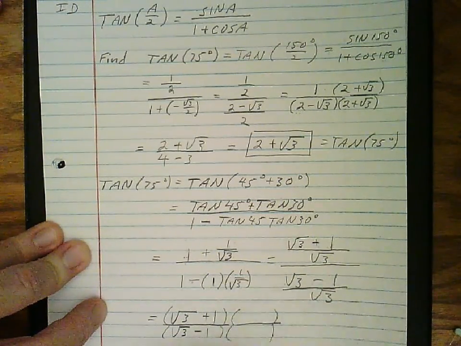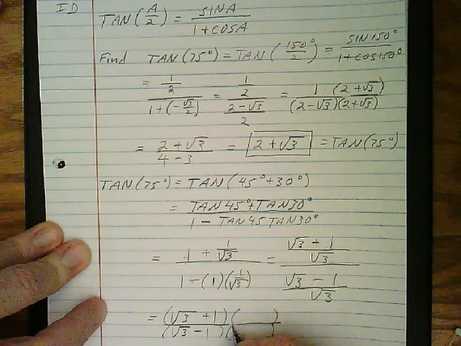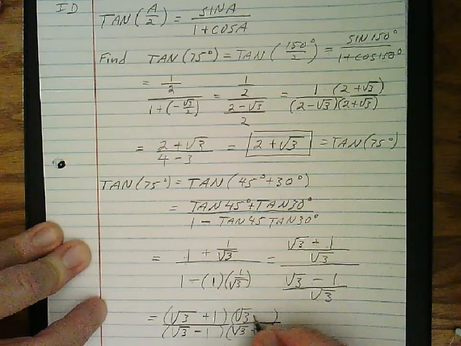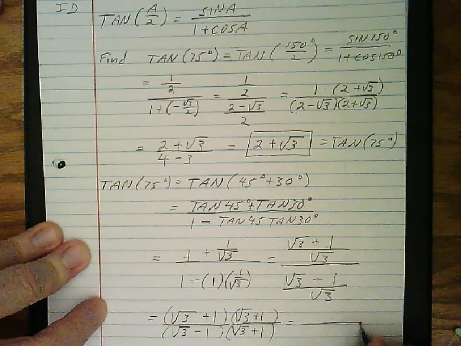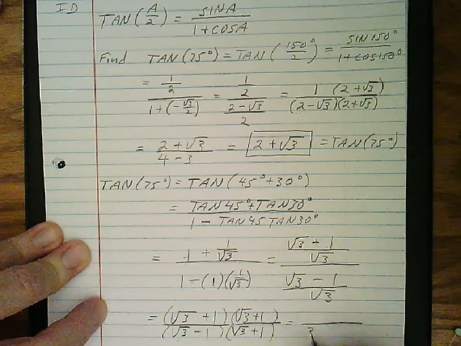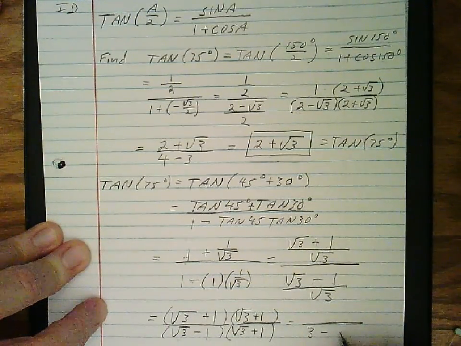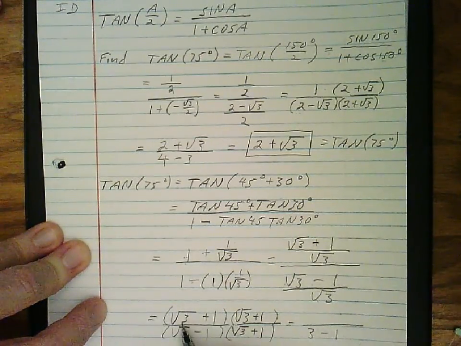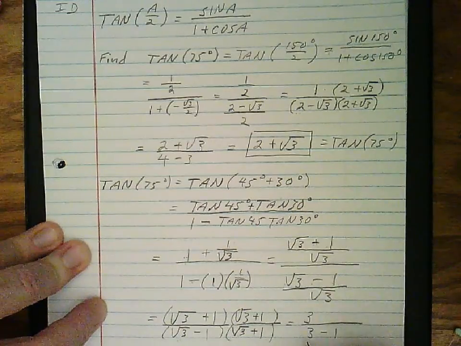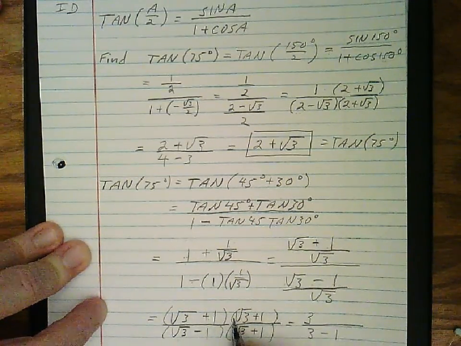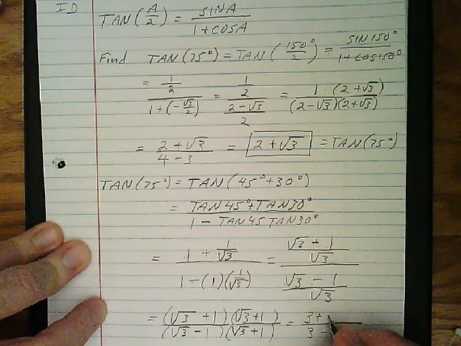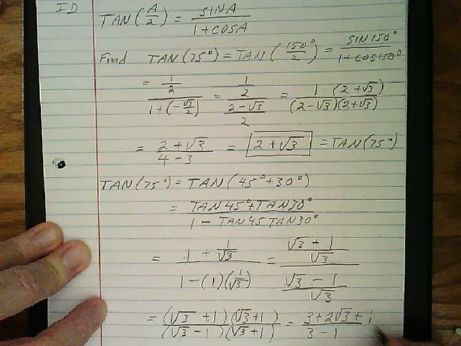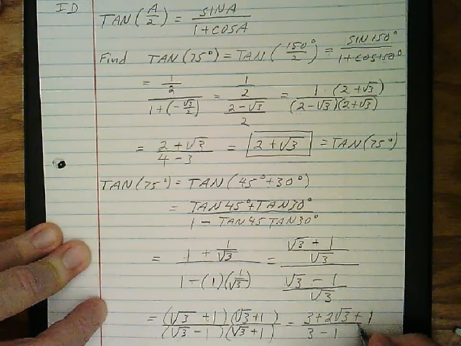So rad 3 minus 1, there's a minus b. I want to multiply times a plus b. So in the denominator, I get a squared minus b squared, or 3 minus 1. So ultimately in the denominator, I'm going to get 2. In the numerator, I have rad 3 times rad 3, which is simply 3. I have 1 rad 3 plus another rad 3. In other words, I have 2 rad 3's. And I have 1 times 1. Again, I'm just foiling here.